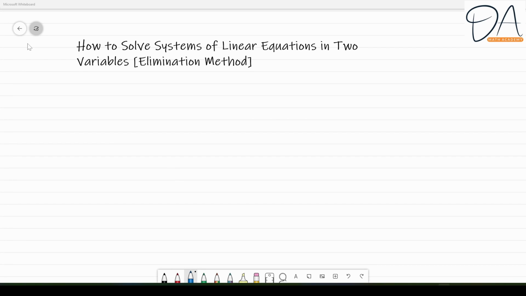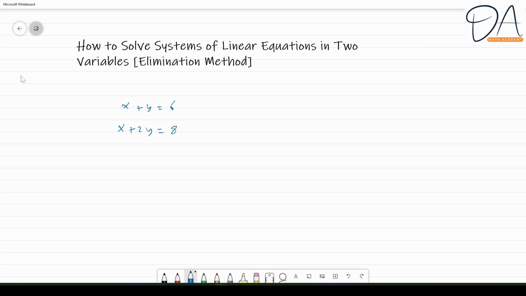First, what do we mean by a system of linear equations in two variables? What this means is that you have two equations. For example, you could have x plus y equal to 6, and another equation, something like x plus 2y equal to 8. And what we are trying to do is to find the values of x and y that satisfy both of these equations at the same time. In this video, we'll see what we call the elimination method.